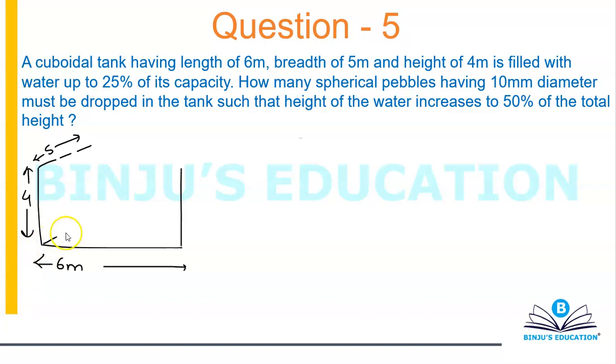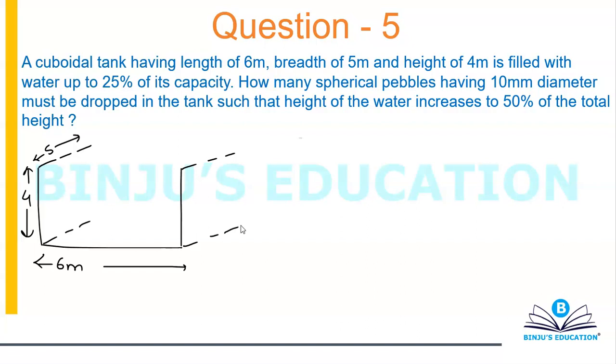Okay, this is what the tank is going to look like. Just need a bit of imagination. This is filled up to 25% of its capacity. Filling it up to 25% of its capacity means 1/4 of its capacity, which basically means 1/4 of its height. Because whenever we start filling water or any liquid in a tank, the only thing that's going to change is the height.